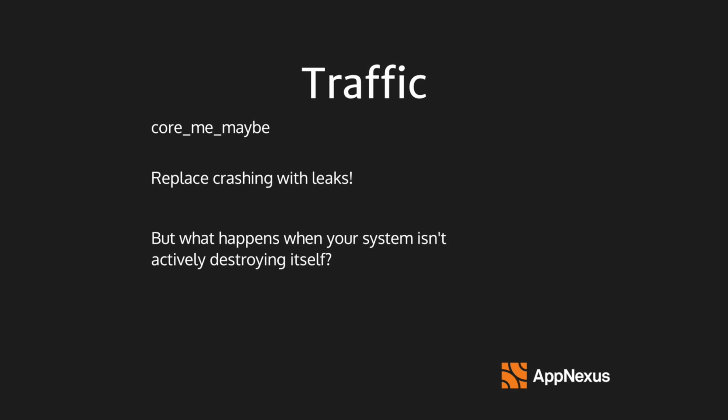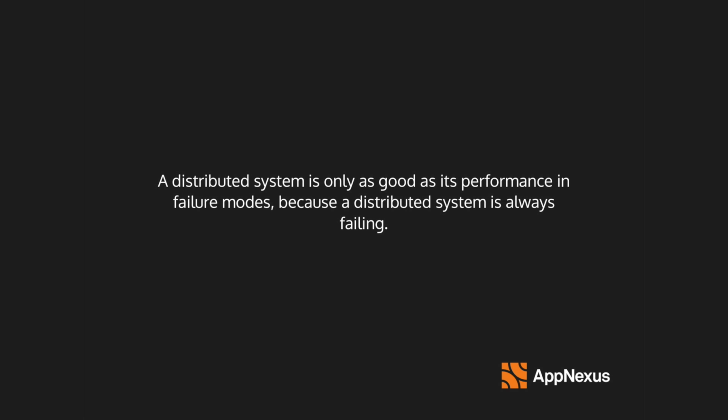Okay, so I've talked about two kind of nightmare scenarios that I was on call for. Most of the time, our system isn't actively conspiring to kill itself. So there's a lot of smaller degradation scenarios that we deal with on a daily basis, and I'll talk about a couple of those. This is kind of what I wake up thinking: a distributed system is only as good as its performance and failure modes, because a distributed system is always failing.